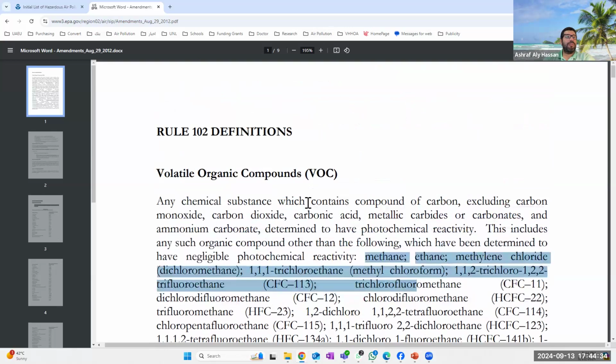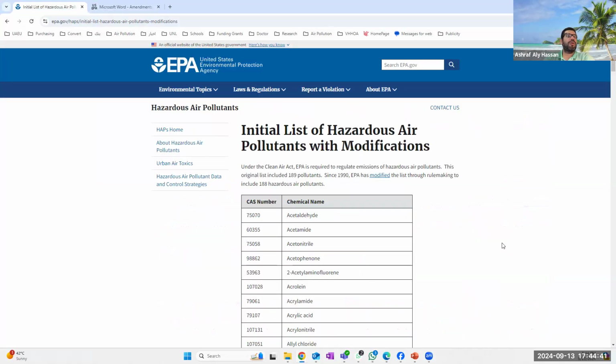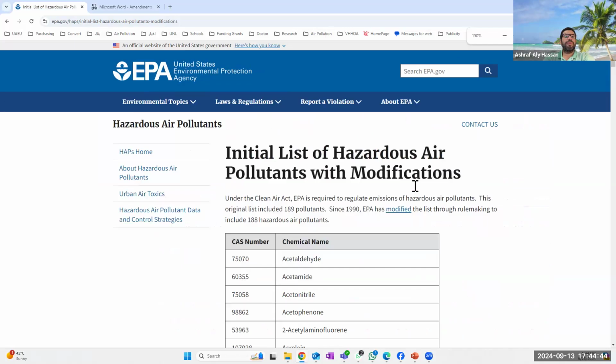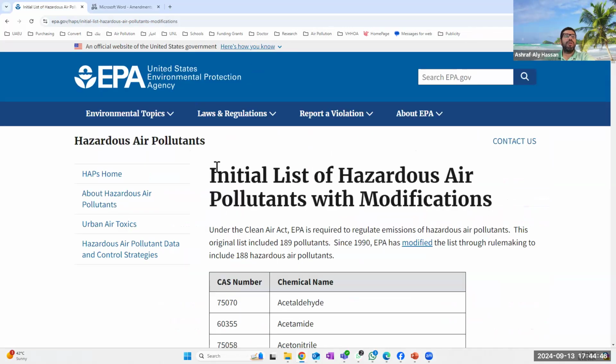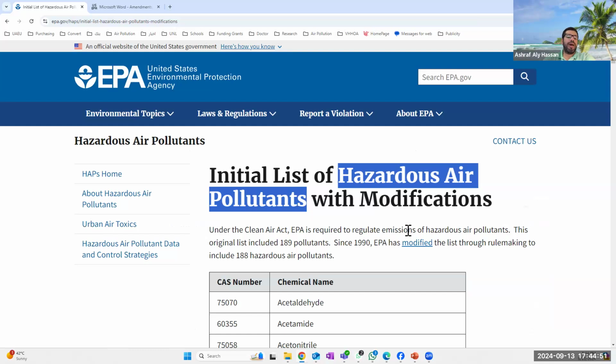Now, the other reason that I told you that we need also to understand organic chemistry, not only because of VOC, but because of another list of compounds called HAPs, hazardous air pollutants. Now, hazardous air pollutants are regulated not because they cause ozone, but because they are hazardous in themselves. Basically, because they can cause cancer. So this list includes 189 pollutants.